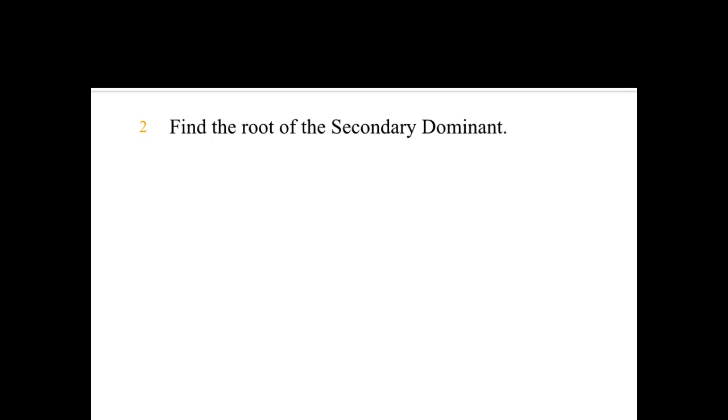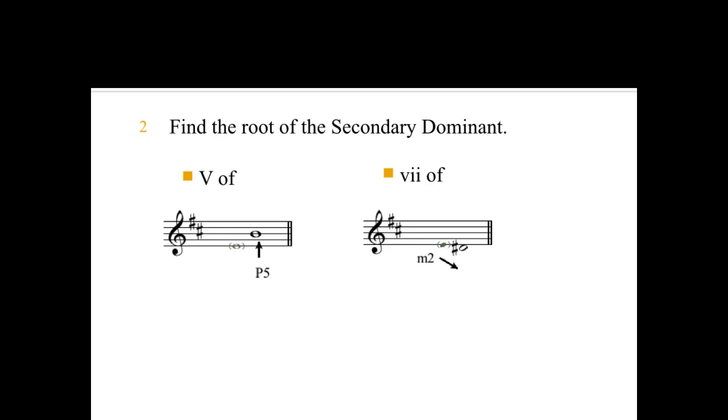Next, find the root of the secondary dominant. If you have a V of, it's the dominant of the temporary tonic. So you go up a perfect fifth to a B above the E temporary tonic. If it's a vii of, it's the leading tone of the temporary tonic. So go down a minor second, which means D sharp is the leading tone of E, which is the temporary tonic.